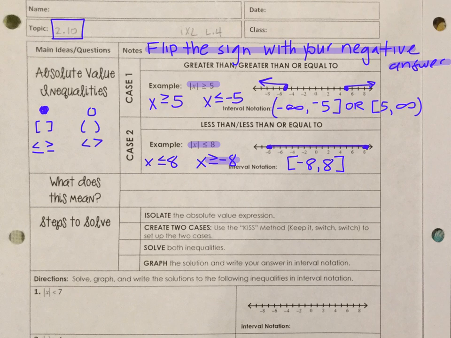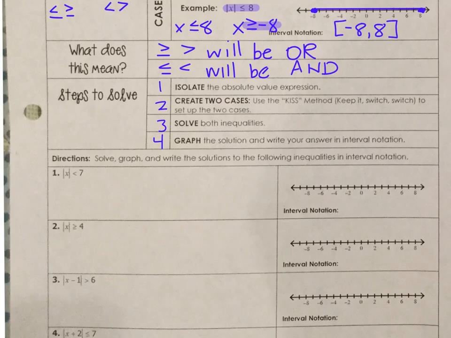So, what does all this mean? It means that when you get down to your absolute value bars and it's greater than or equal to, or greater than, your problem will be an or, and your arrows will go in opposite directions. If you get less than or equal to, or less than, when you get down to your absolute value bars, it'll be an and, and they'll run together.